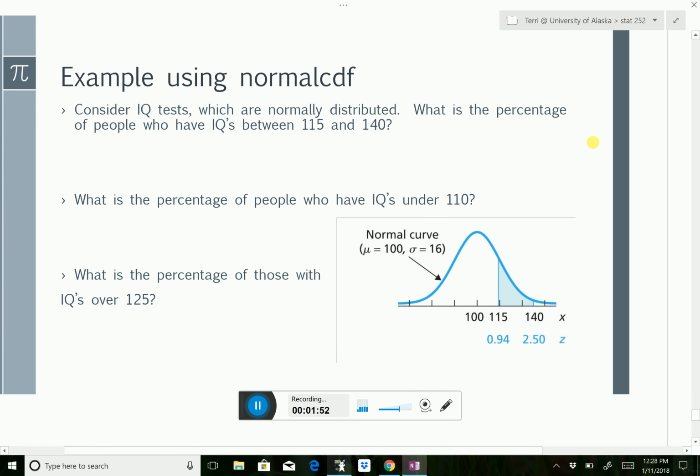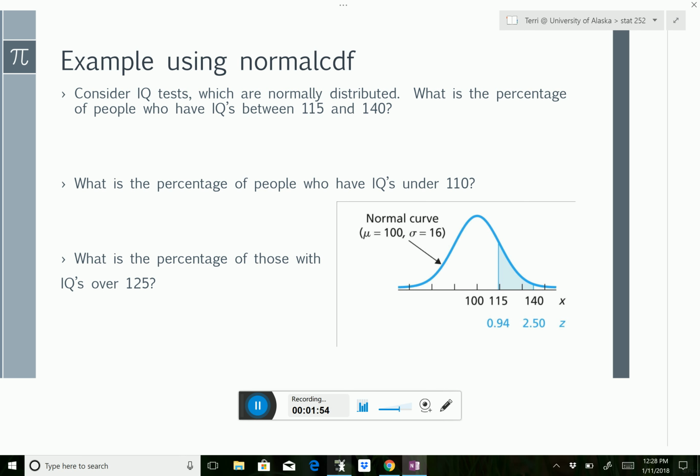So let's do some examples. Now let's talk about IQ tests. IQ tests are normally distributed. They're made to be like that. They're not very accurate, but they are normally distributed. What is the percentage of people who score on an IQ test between 115 and 140? Average is 100, and sigma is 16.